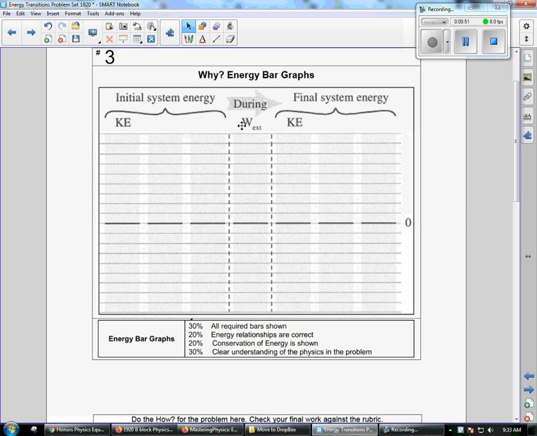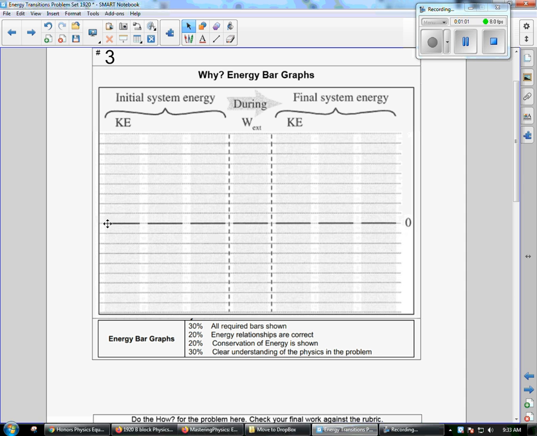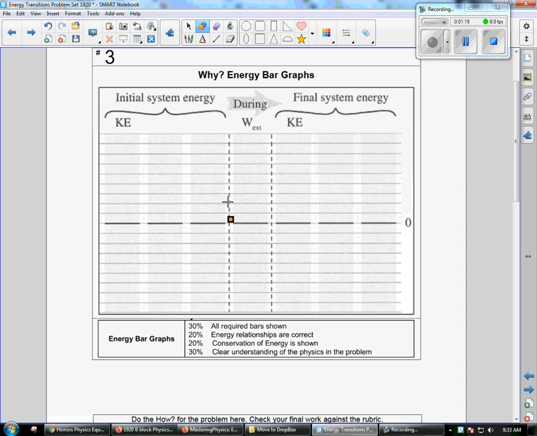So, I'm looking at the initial situation, which is that they are standing there, because they're at rest. And so I'm going to draw in their kinetic energy here at 0. Then there's some work done on them, and it's going to be external work. So I'm going to grab a square, pick a pretty color, and I'm going to say there's like that.